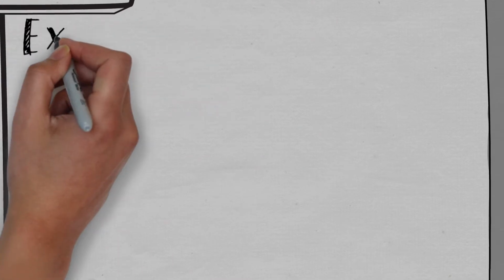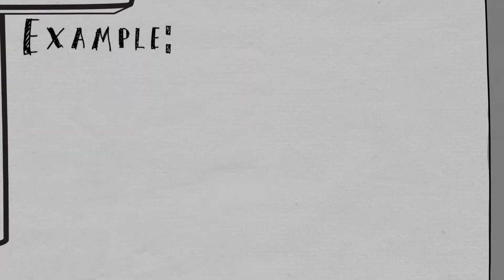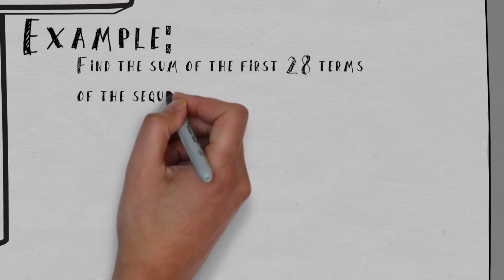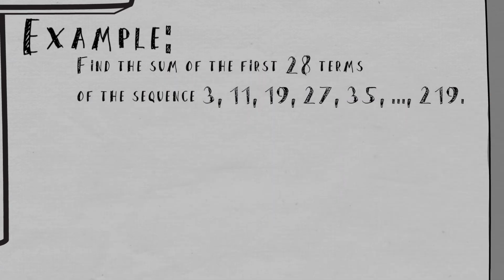And now, let us have our example. Find the sum of the first 28 terms of the sequence 3, 11, 19, 27, 35, ..., 219. As you can see, we have the ellipsis here, and our ellipsis means through or up to. So we could read this as from 35 up to 219. Since our ellipsis is in between two terms, this example is a finite arithmetic sequence.